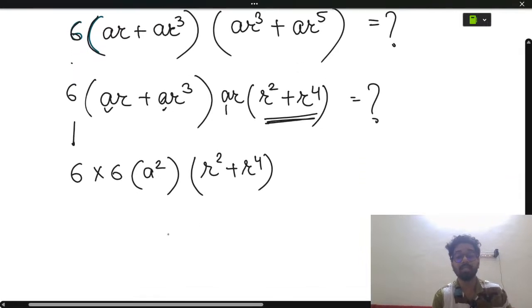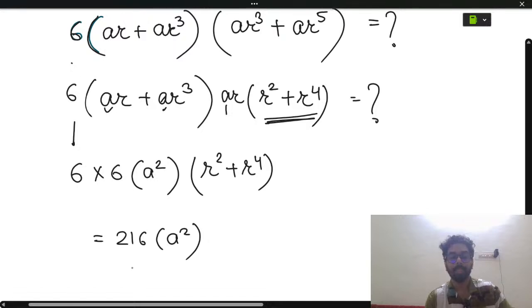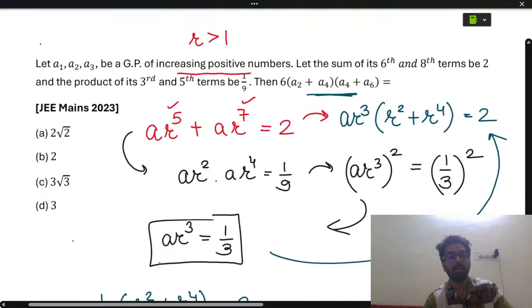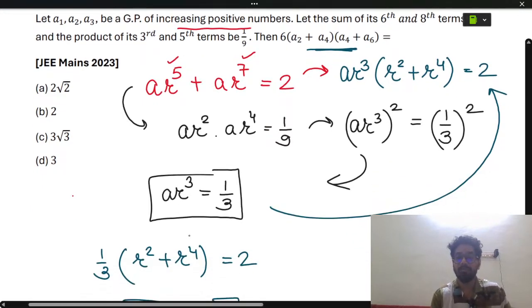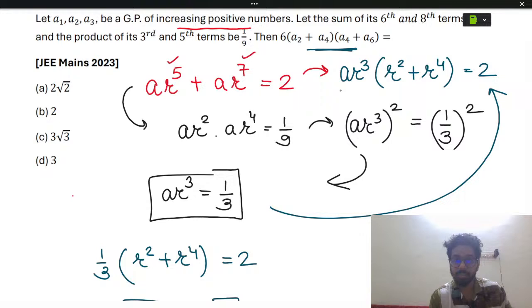So guys, my answer is 216 into A square. Got it? So this is our answer, 216 A square. Okay, now they're asking what is the value of this one. Alright, now I have to get this answer. Where can we get it from? From here we are having the clue, just a second, hold on.